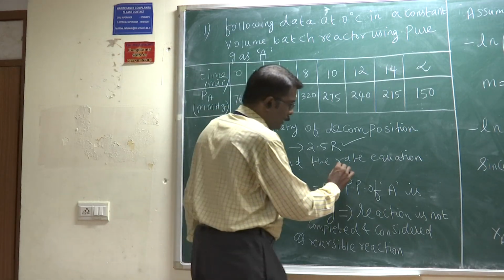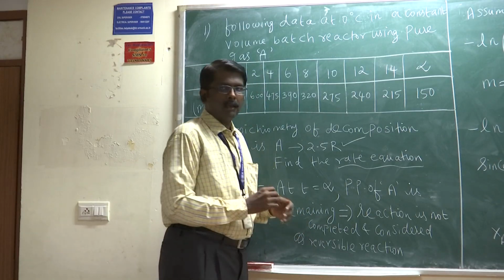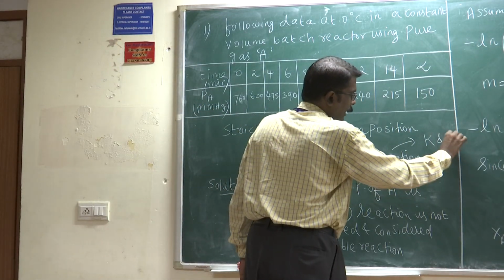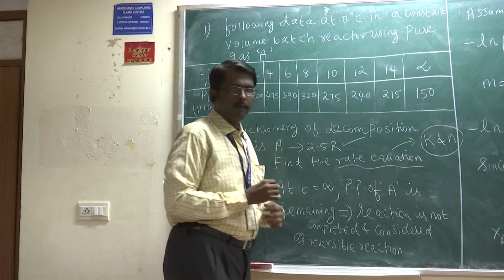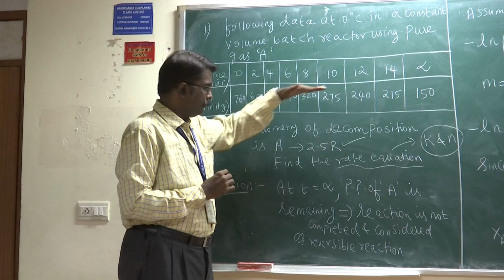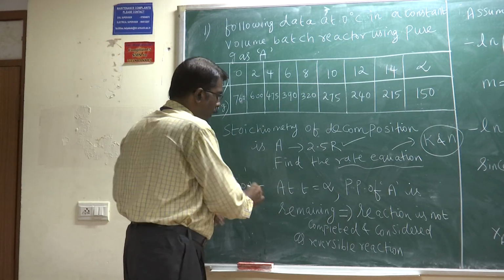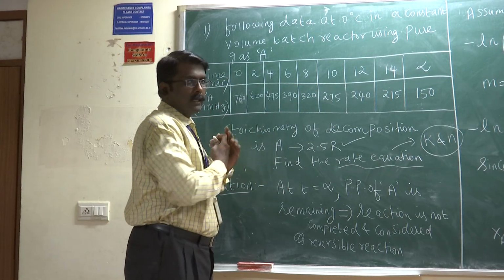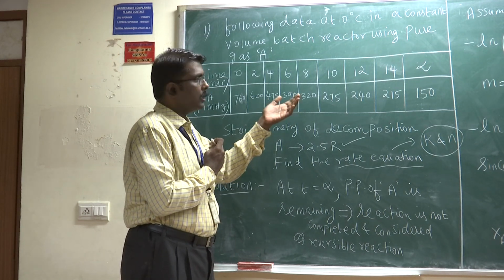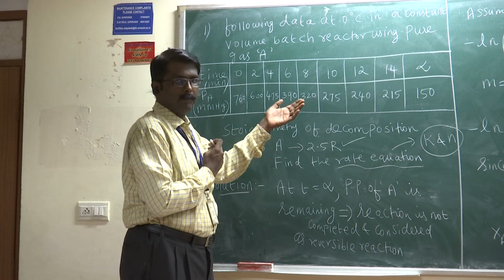Now what we need to find is the rate equation. The rate equation contains two parameters, k and n. These two parameter values we need to find now with the help of this data. Now the solution: if we see the data, we find that there is a clue given, that is, what type of reaction we are dealing with here.